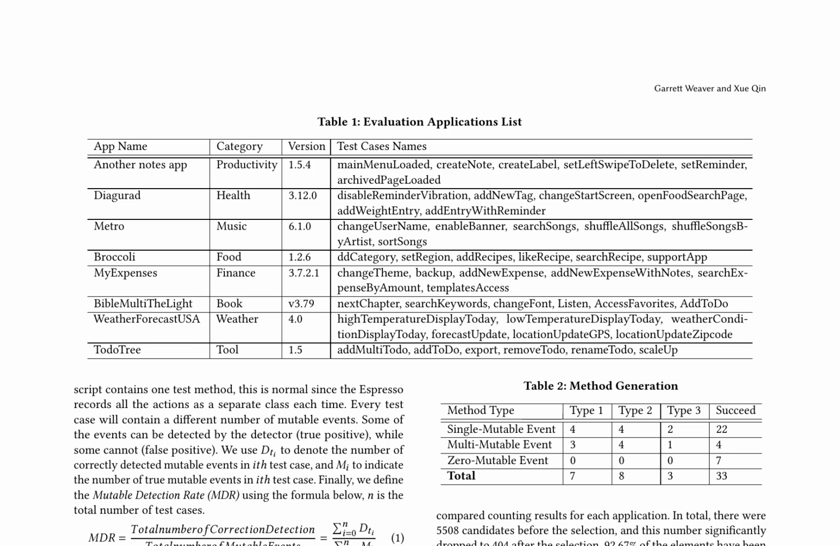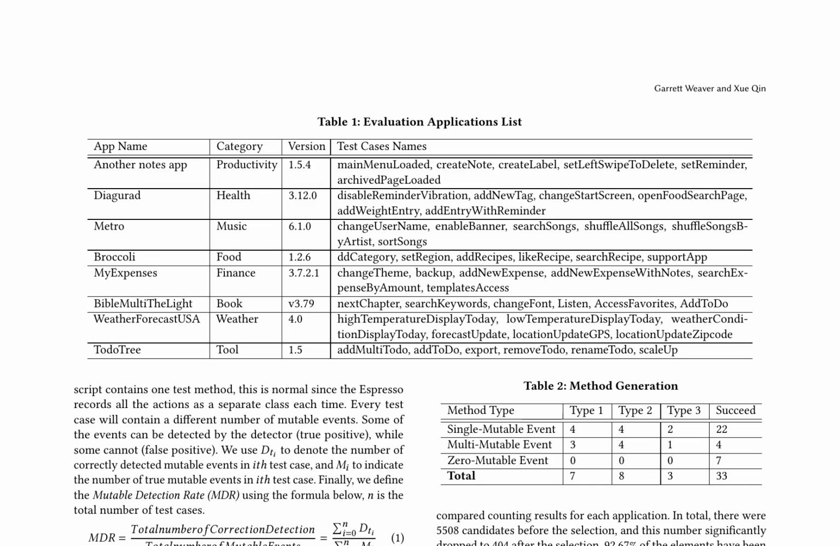The authors present a comprehensive evaluation of their Test2VA detector in Table 1, which lists various mobile apps, their categories, versions, and test cases used for the assessment. These test cases encompass multiple events such as creating notes, setting reminders, and searching for songs.